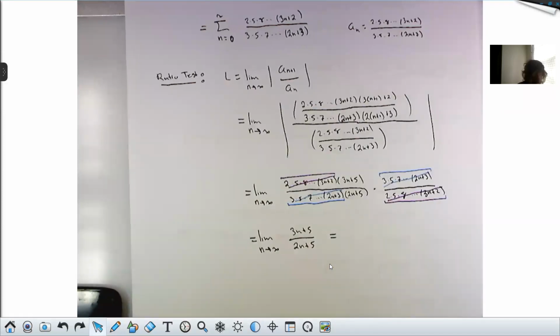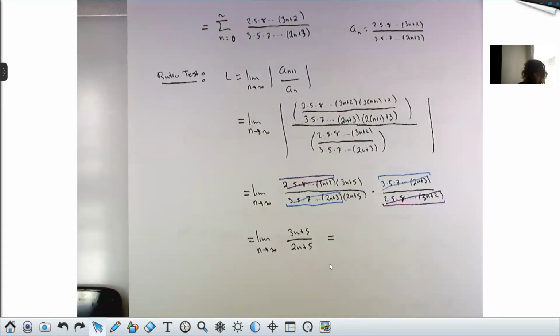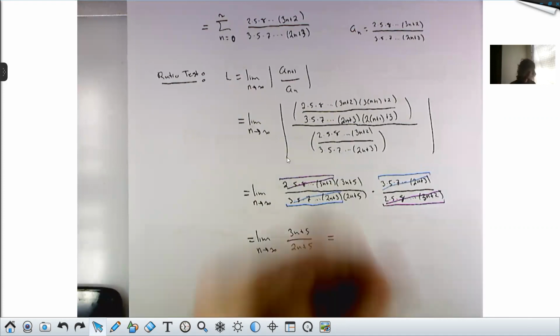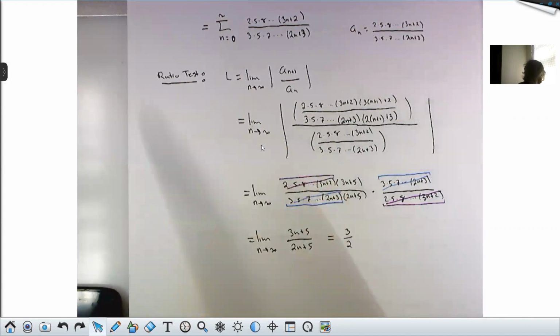You should be able to see this quite quickly now. What is this? Three halves. Yeah, 3 halves. The ratio of lead coefficients. You could get this by renormalizing, dividing top and bottom by n. Then you would get (3 + 5/n) divided by (2 + 5/n). The 5 over n terms would go to 0. Or you could use L'Hopital's rule. But yeah, 3 halves. So what's true about the series?